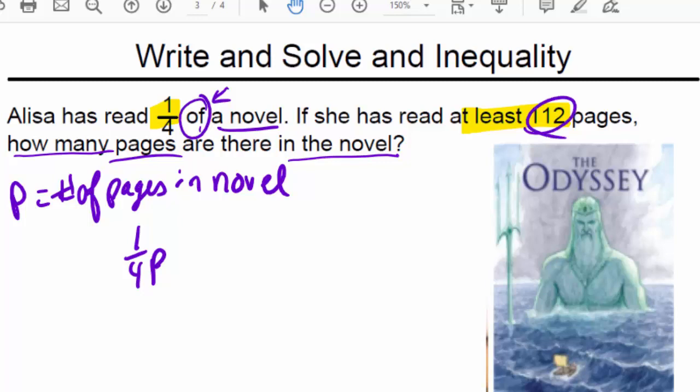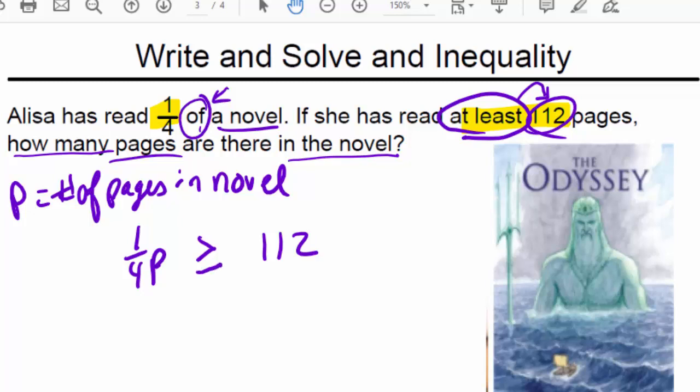And then I have this 112 on the other side. Now, how do I write my inequality? Because it says at least, that means the 112 is the smaller of the two. So my inequality must face away from the 112. But also because at least means it could equal 112, so I've got to put an equal sign here.